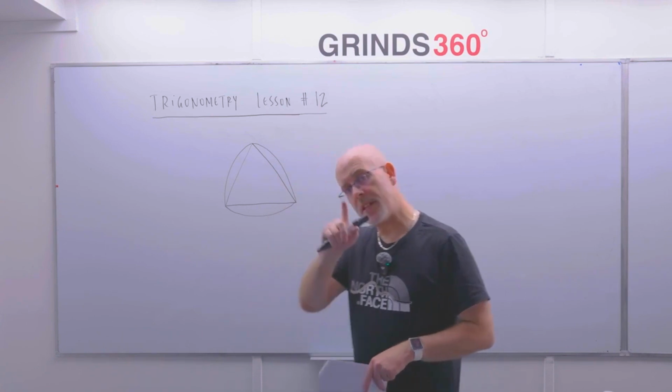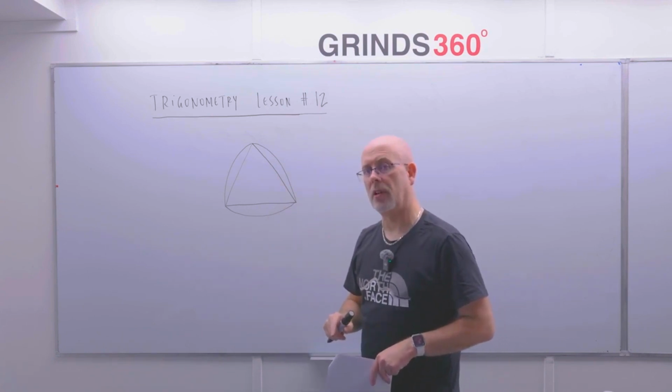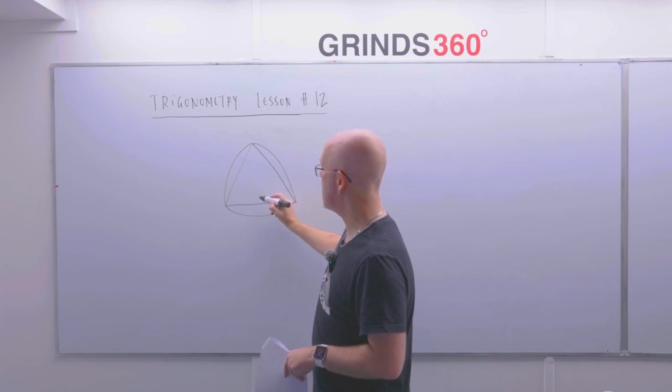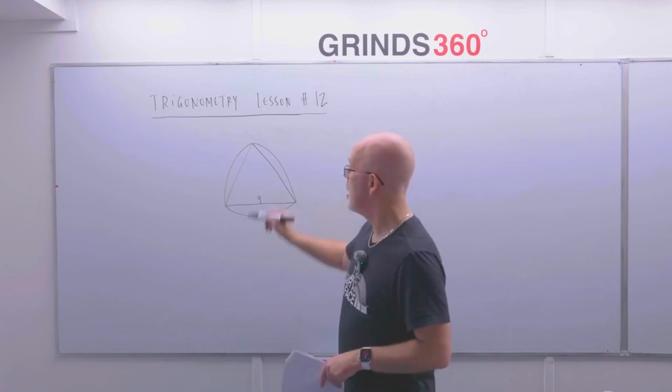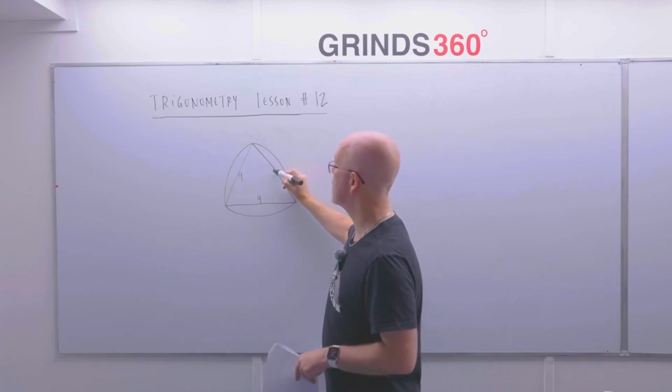Now, what does it mean when he tells me the triangle is equilateral? Well, that means this side here is 9, because he tells me the sides are 9, but that means so is that, and so is that.